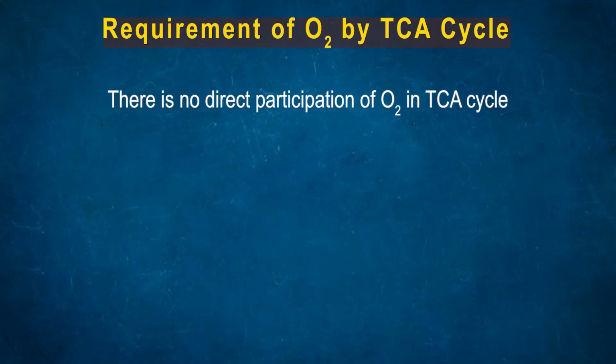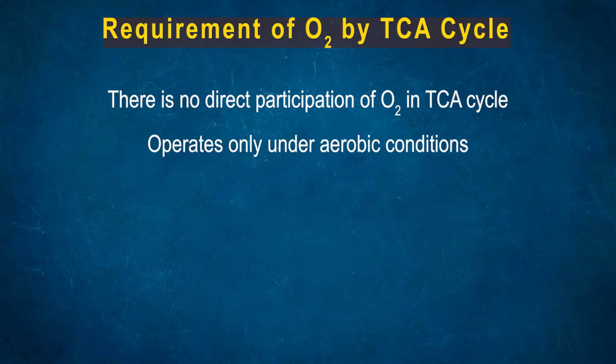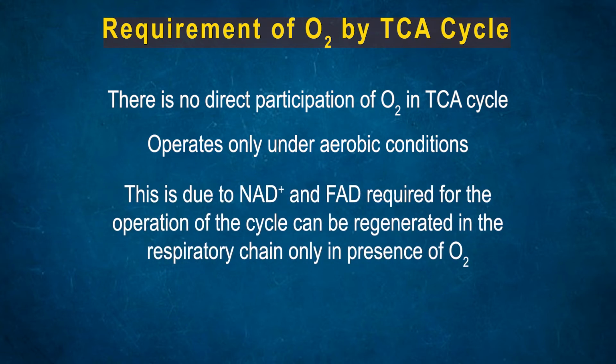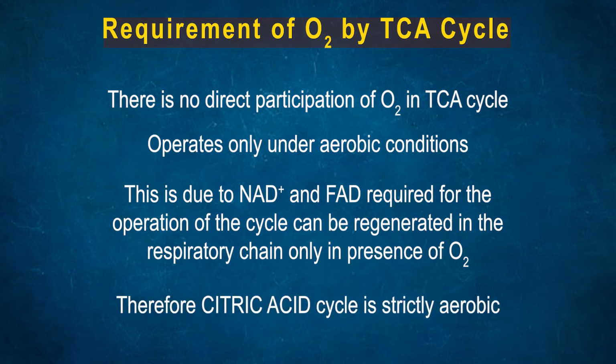Requirement of oxygen by TCA cycle. There is no direct participation of oxygen in the cycle. It operates only under aerobic conditions. This is because the NAD+ and FAD required for the operation of the cycle can be regenerated in the respiratory chain only in the presence of oxygen. Therefore, the citric acid cycle is strictly aerobic.